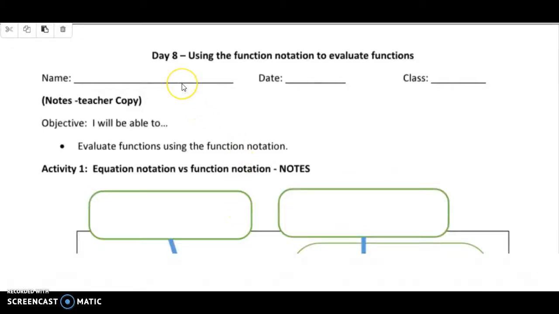Welcome to day 8. Today we're going to learn how to evaluate functions. Now, you might be wondering, what is evaluate? In algebra, to evaluate means to simplify an equation or an expression. So we're going to substitute a number for a variable and we're going to simplify. So our goal, again, is to evaluate a function using function notation.